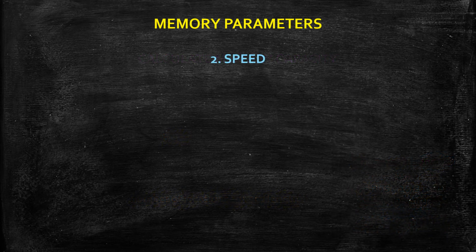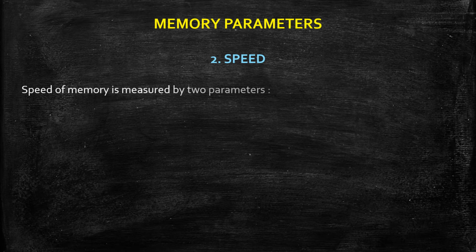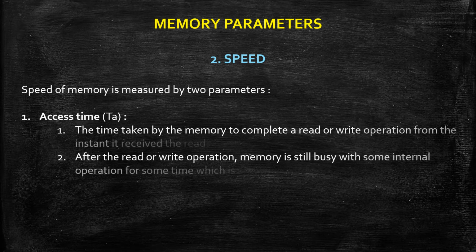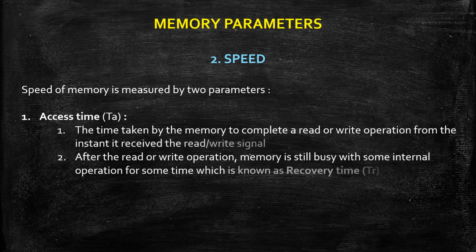Our next parameter is speed. So the speed of memory is normally measured by two parameters. One is the access time and the second is the cycle time. Now let's first understand the access time. So what is the meaning of access time?